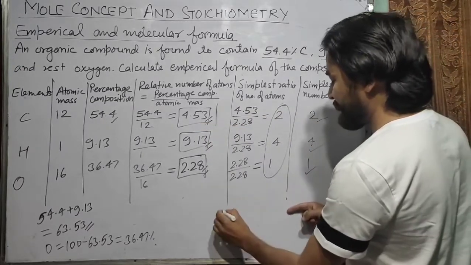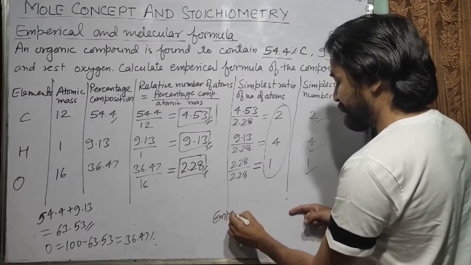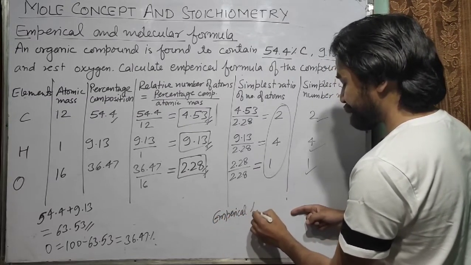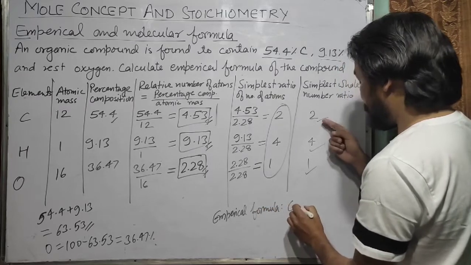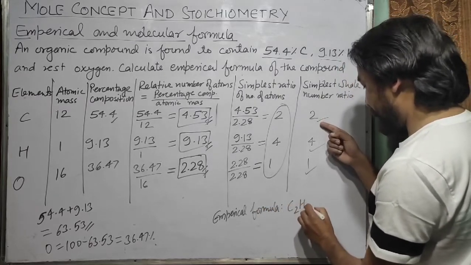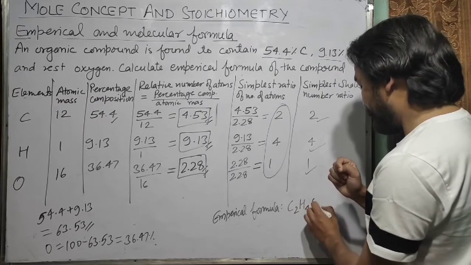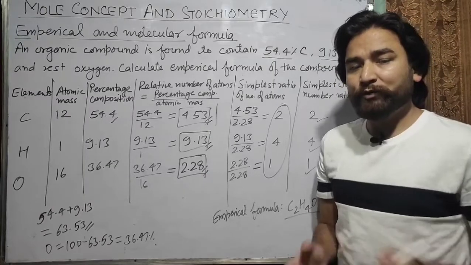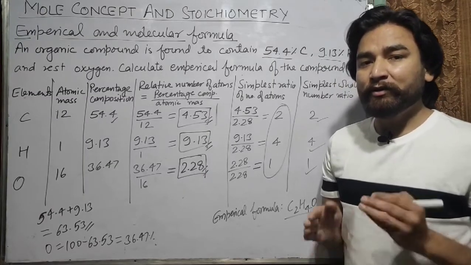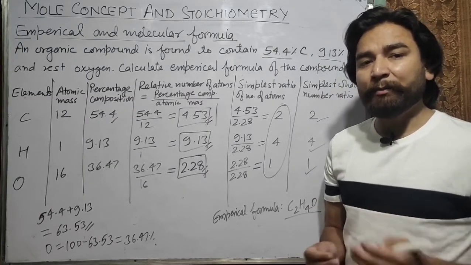So what will be the empirical formula? The empirical formula of the compound will be C2, 2 atoms of carbon, H4, 4 atoms of hydrogen, and oxygen 1 atom. So it will be C2H4O. Hope you have understood how to solve the numerical problems related to empirical formula.